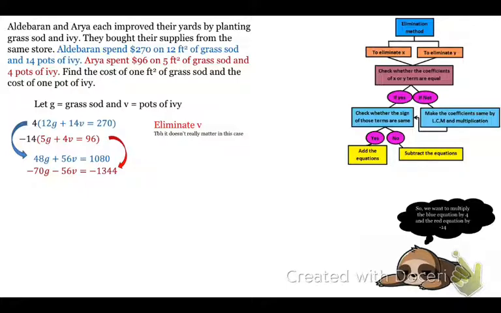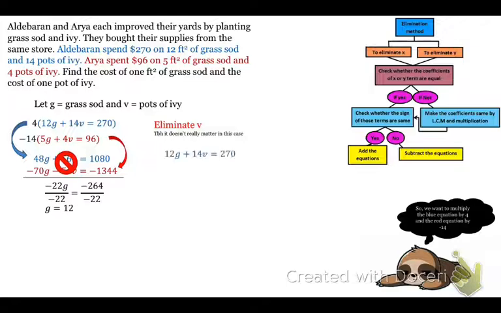Okay, and I always negate it because I like adding more than subtracting. I think it's a little bit easier. You don't have to deal with a double negative or anything. Okay, so then those 56 V's cancel. 48G minus 70G is negative 22G. 1,080 minus 1,344 is negative 264. Divide by that negative 22 and you get G equals 12. So that means 1 foot squared of grass sod is $12. Okay, because G stood for grass sod.